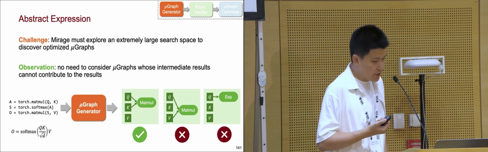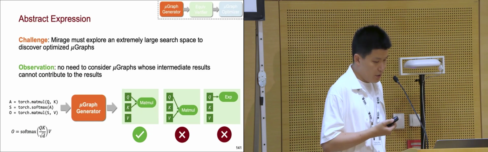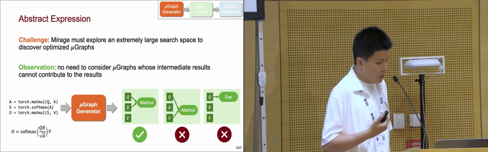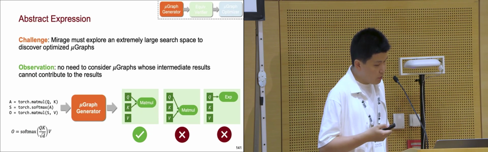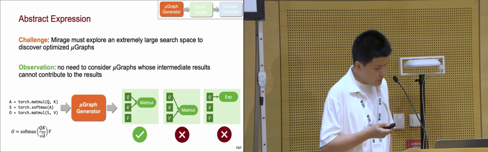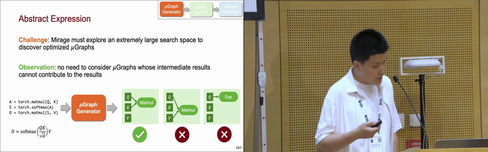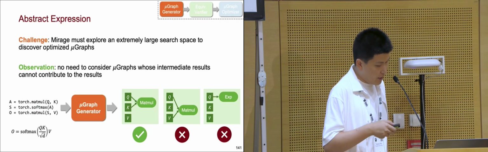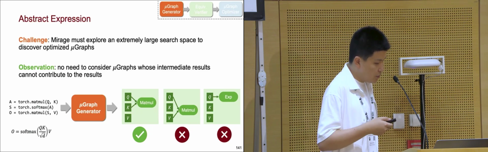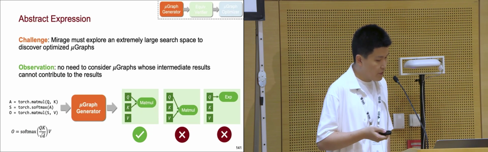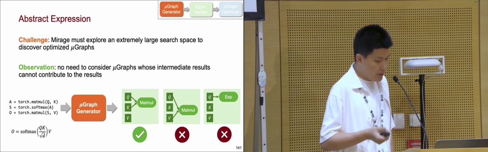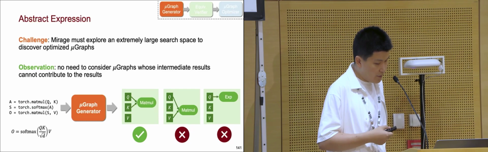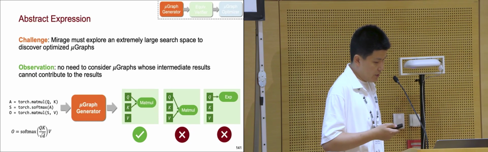There are two key challenges we need to address in Mirage. The first is how to generate potential mu graphs, and the second is how to verify their correctness. Mirage uses two techniques to address these challenges. First, we use expression-guided search to quickly discover the potential mu graphs. And then we use probabilistic verification techniques to verify the correctness of these mu graphs with strong theoretical guarantees.